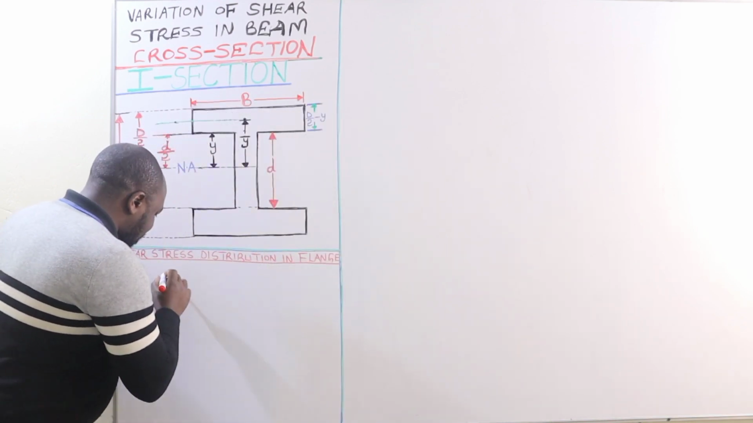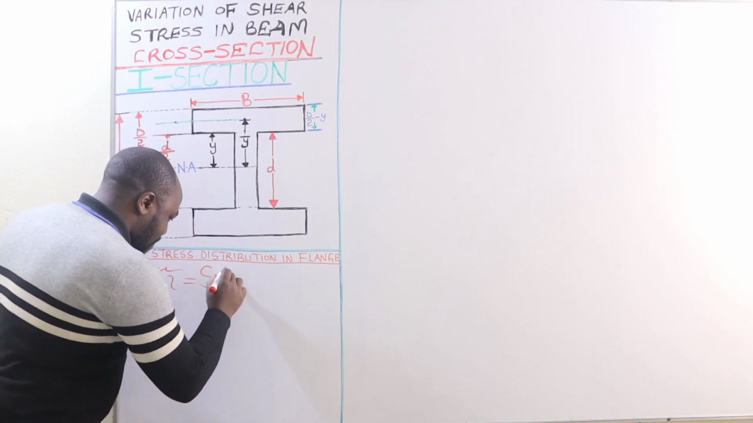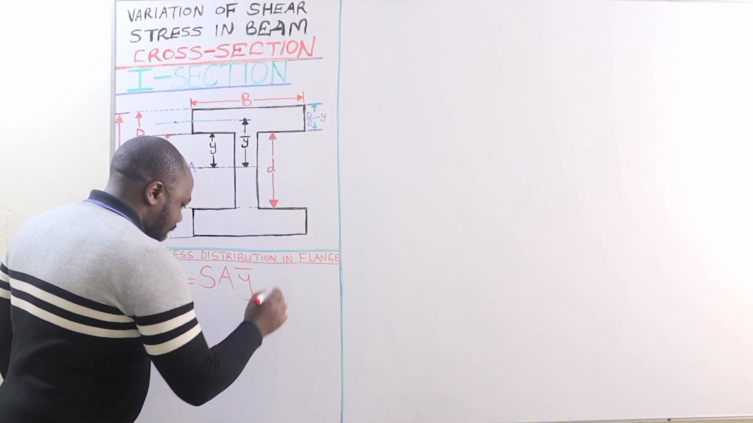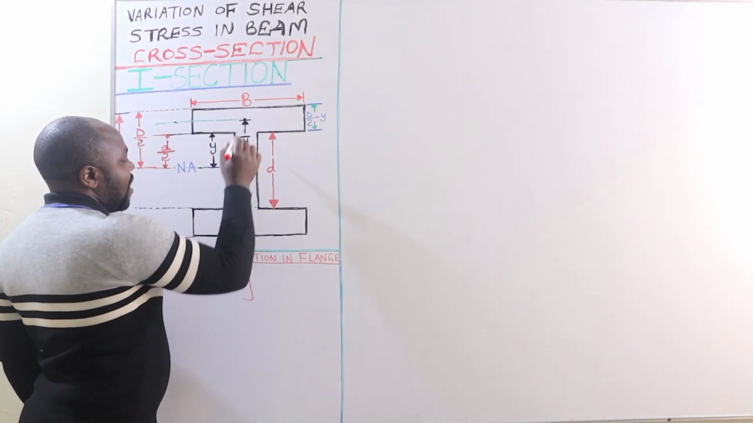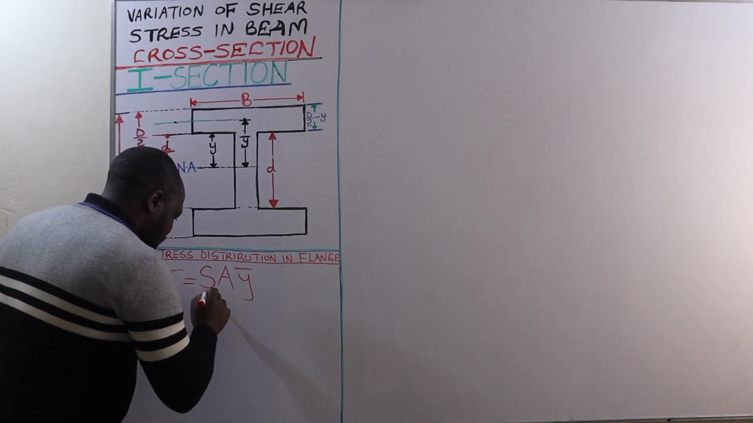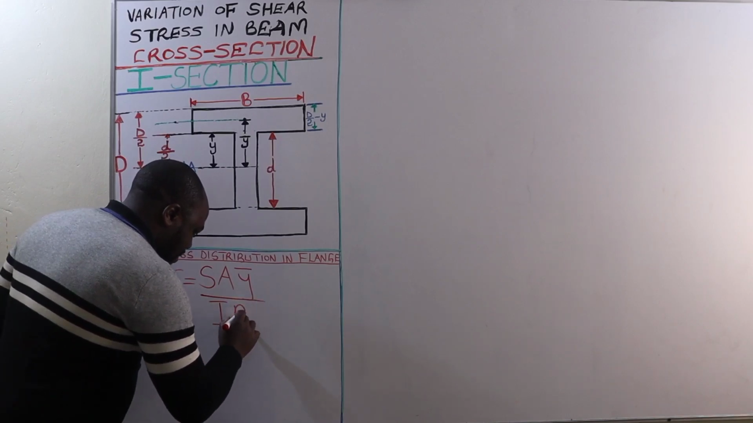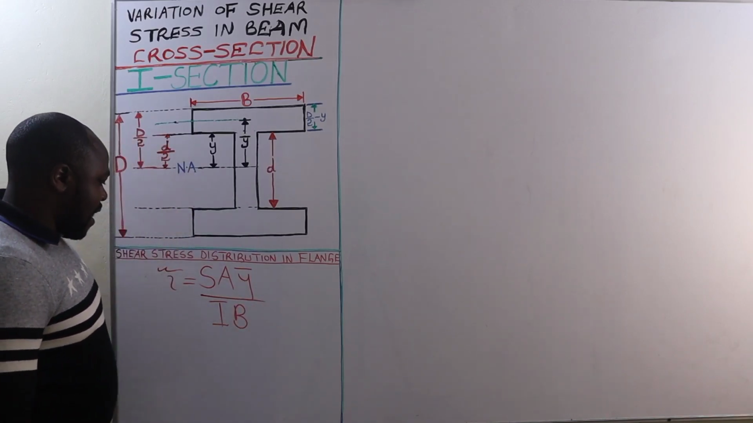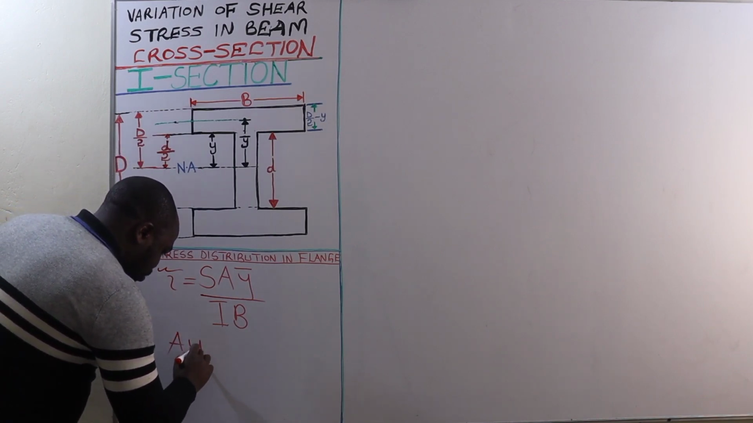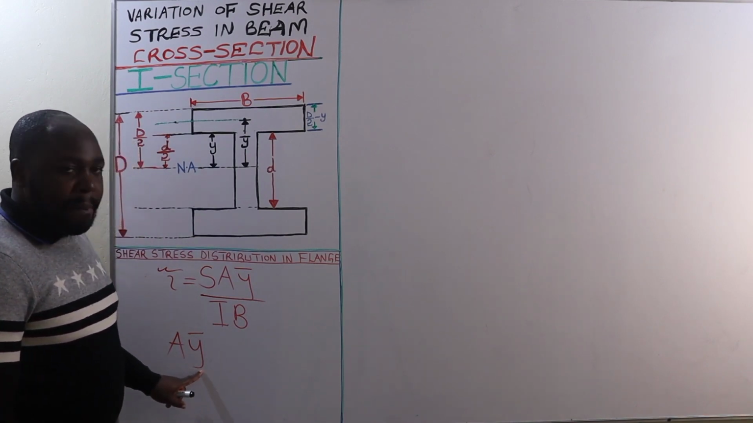Now, shear stress is given by shear force multiplied by cross-sectional area times bar y. That is the distance from the neutral axis to the center of gravity of a section or a component. Divide this by the moment of inertia multiplied by the breadth. Now, first of all, we are going to determine the value of A times bar y.